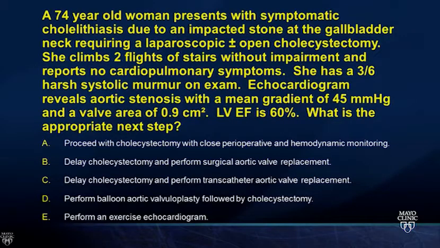You want to proceed with cholecystectomy and tell the anesthesiologist to watch her closely. You want to delay the cholecystectomy and do an aortic valve replacement first by a surgeon. You want to delay it and do a TAVR. You want to perform a balloon aortic valvuloplasty followed by cholecystectomy, or you want to put her on an exercise test. Which one of these would you do? This is not uncommon. We get about one of these a week, actually.